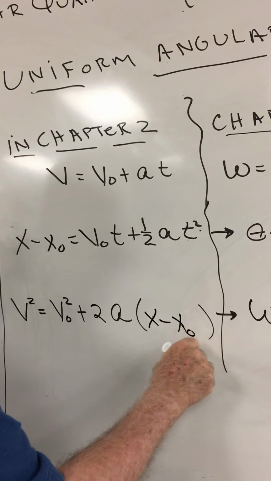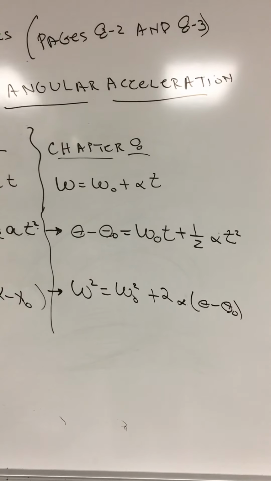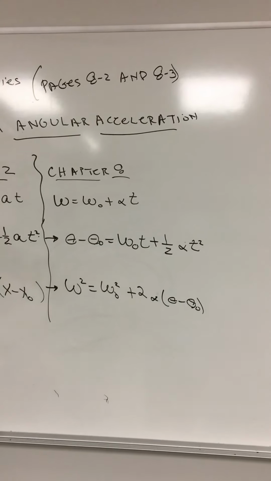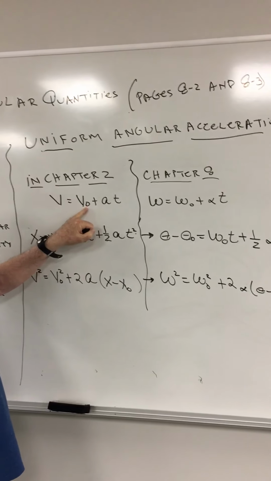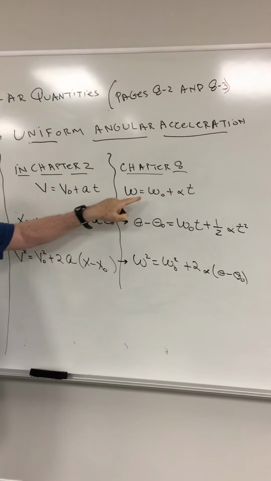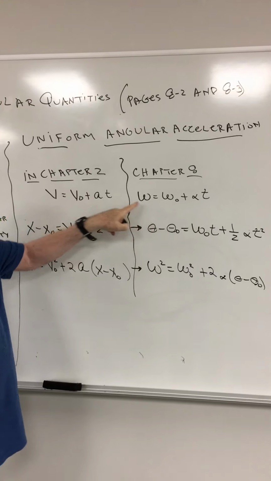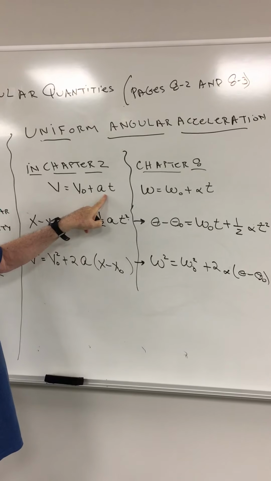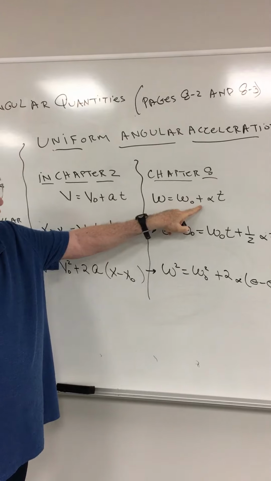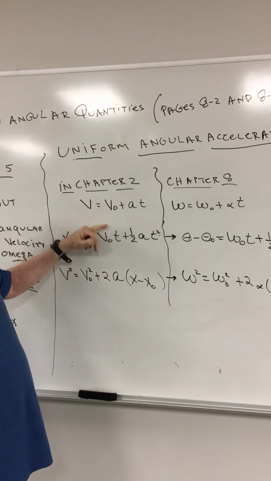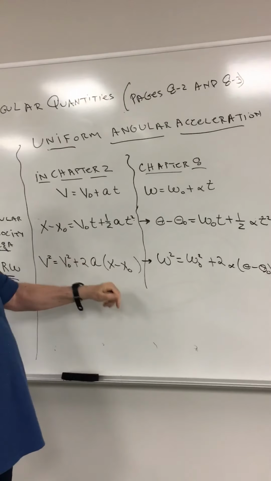Now, if we move over to Chapter 8 now, all we do is we replace the v with omega. So here it was v, now it's going to become omega. The original velocity, v sub 0, would become omega sub 0, or omega sub o if you want to call it o. And the linear acceleration a now becomes alpha, the angular acceleration. So the same equations we had in Chapter 2 are very similar to the ones we have in Chapter 8.